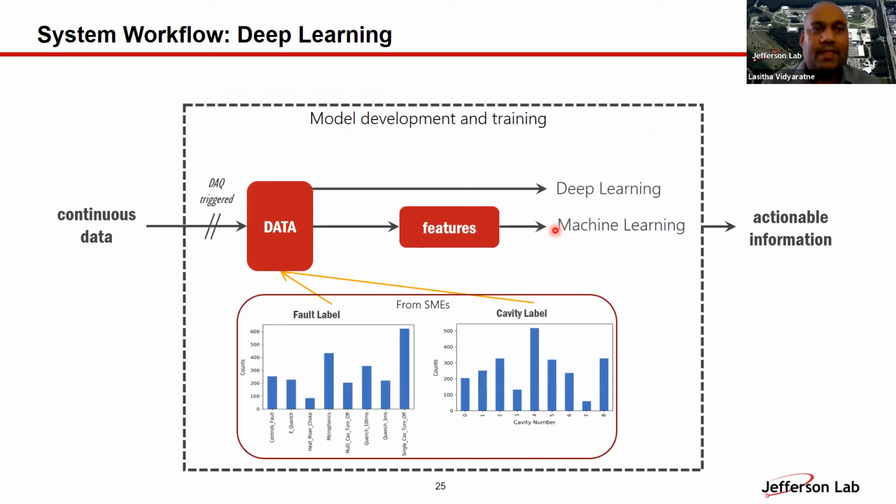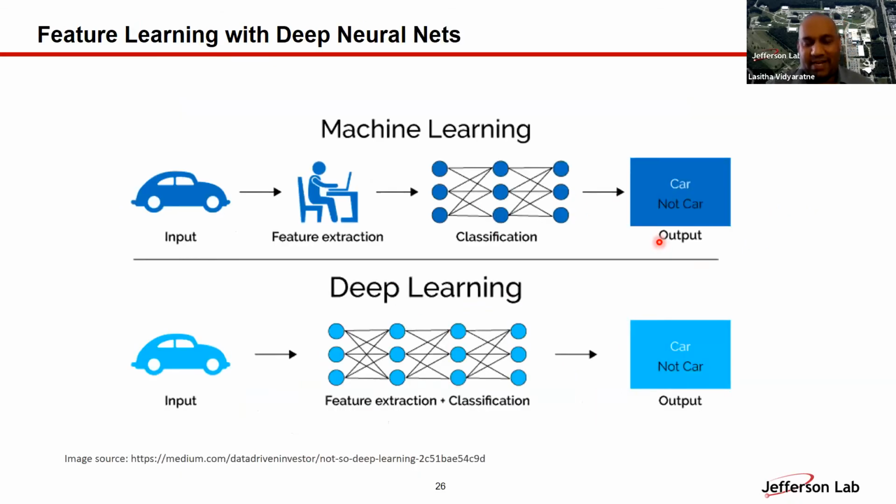So for deep learning, we basically augment our system workflow to accommodate deep learning like this. The advantage of deep learning is that with the data set that we have, we go straight away to develop deep learning architectures that are able to potentially learn all these intermediate steps by themselves. So this shows the same idea.